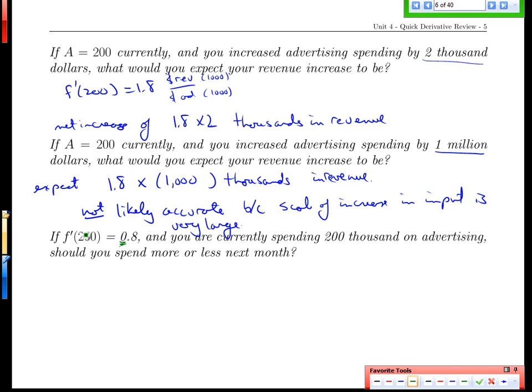If our advertising budget is $200,000 and we are told, based on studies, based on our data coming back from the field, that the rate of response of advertising at that level to revenue is 0.8, in other words, we get 0.8 thousand in revenue for every 1,000 in ads, should you spend more or less next month? Let you think about that for a second.